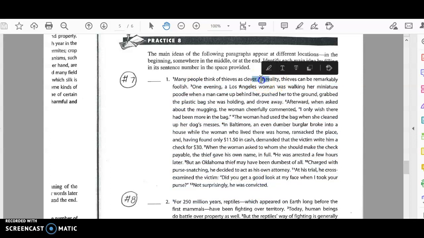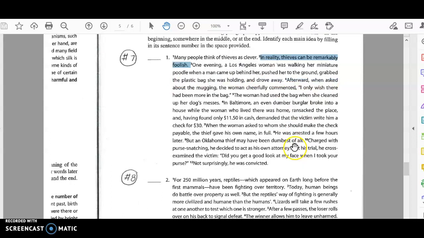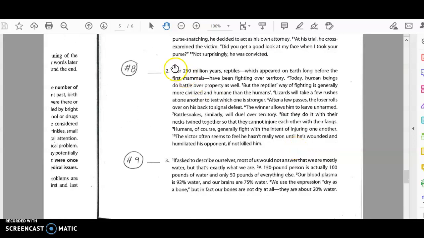So that tells us that sentence 2 is going to be our main idea, not sentence 1, because sentence 2 is where the author states that thieves can be remarkably foolish. So this is just kind of an introductory sentence. 2 is actually our main idea. For number 2, we've got sentence 3 is actually our main idea here. Sentence 1 and 2 are introductory details.